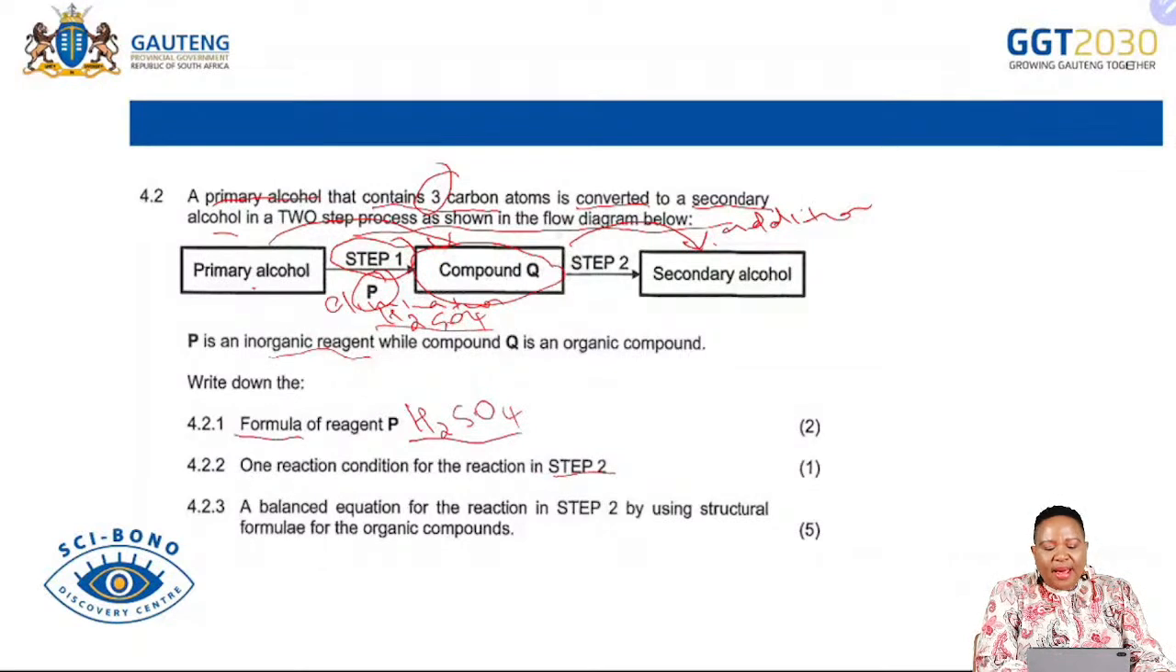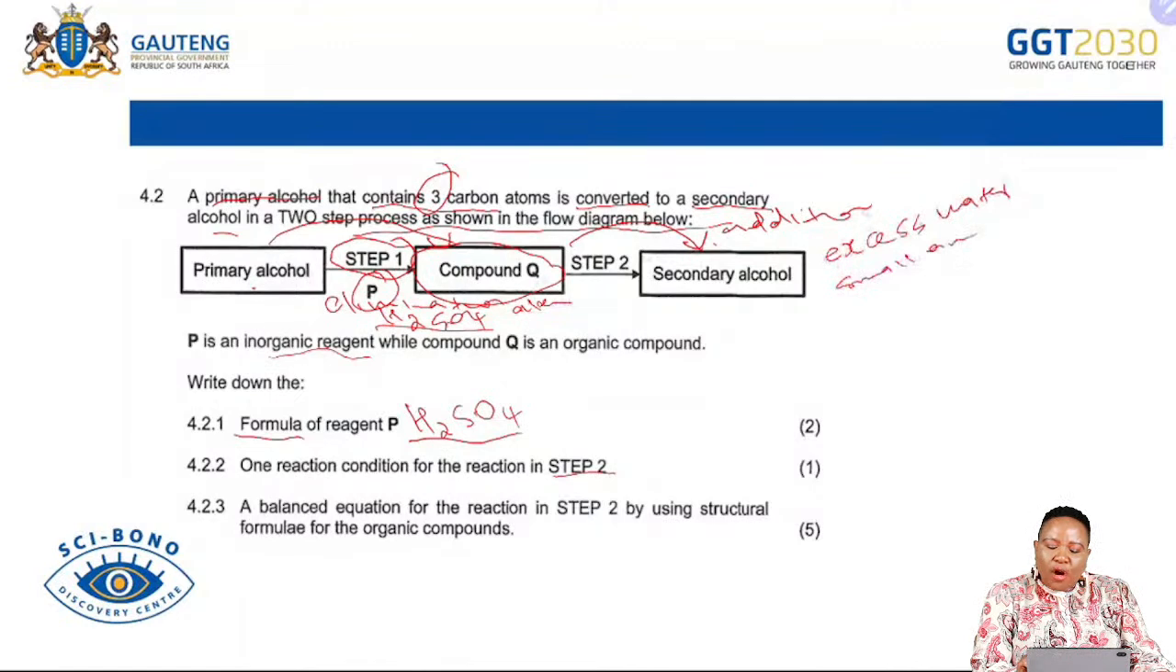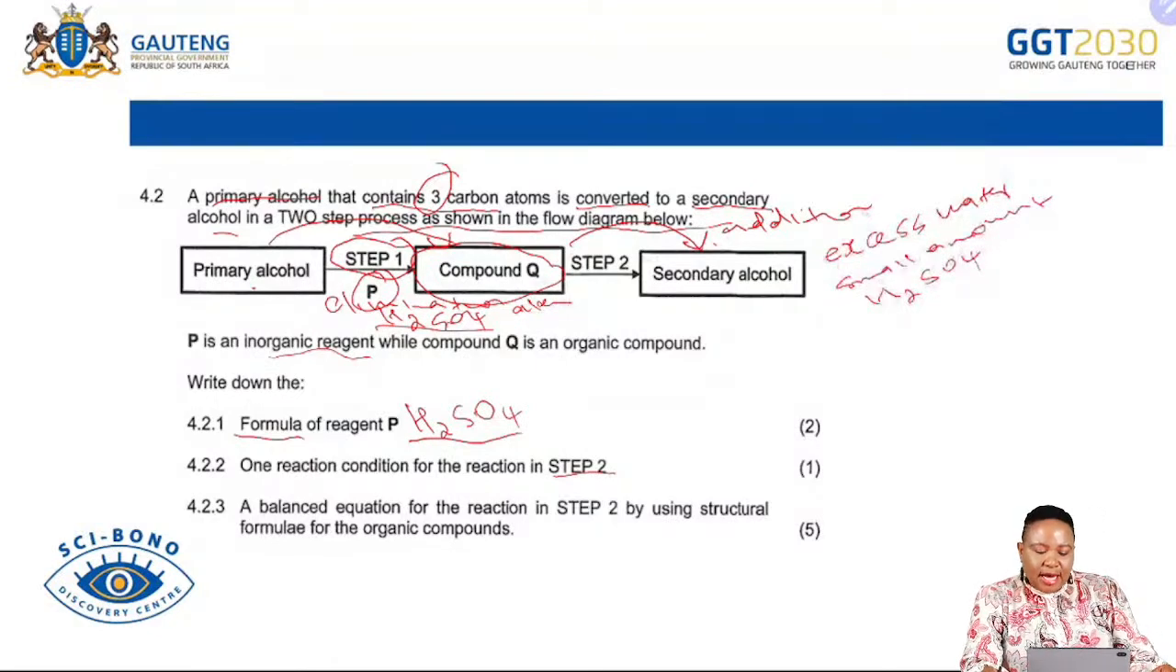One reaction condition for the reaction in step number 2. Step number 2, remember, is when we are moving from an alkene to an alcohol. So we knew that we need excess water for this reaction. And we also need a small amount of sulfuric acid as the conditions for our hydration. You can write excess water, because we need more water for the water to react with an alkene in order to form an alcohol.